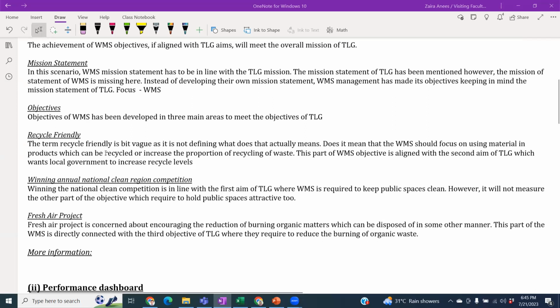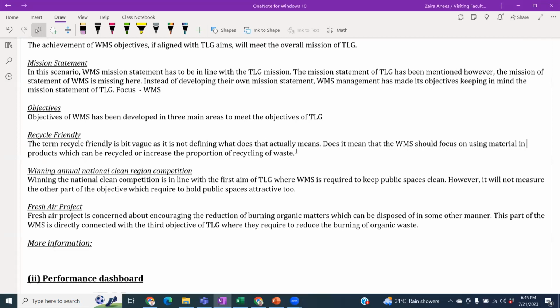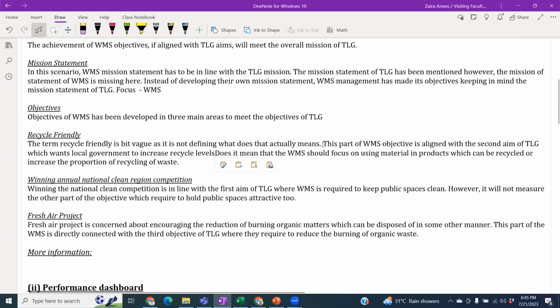Okay, the term recycle friendly is a bit vague and is not defining what it actually means. Does it mean that WMS should focus on using material products which can be recycled, or increase the proportion of recycling waste? This part of the WMS objective is in line with the second aim of TLG. We can write it in a different way. In order to do the balancing part, we can write it like this: this part of the WMS objective is in line with the second aim of TLG, which wants local government to increase recycle level.